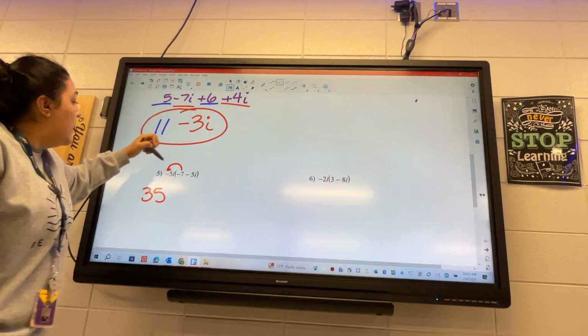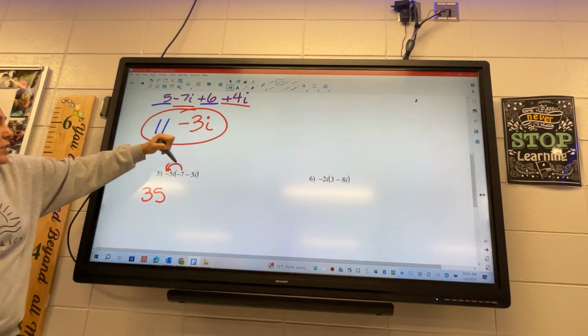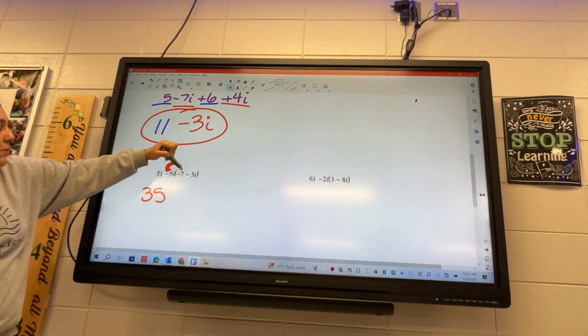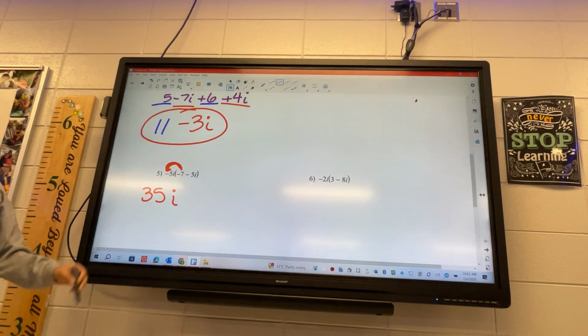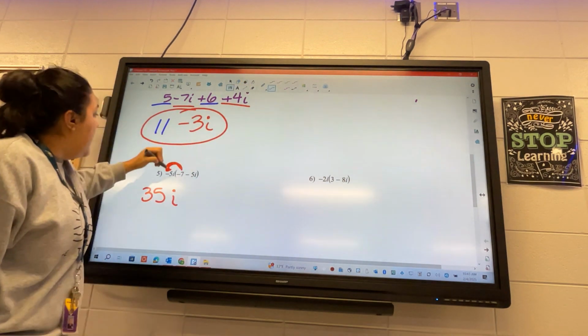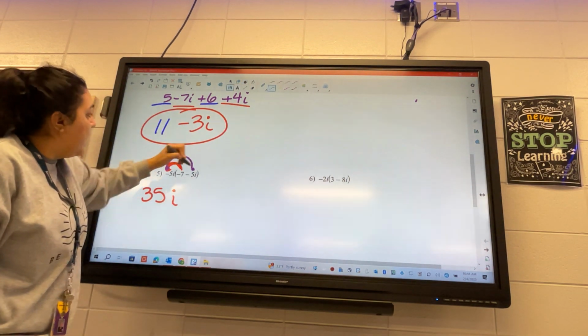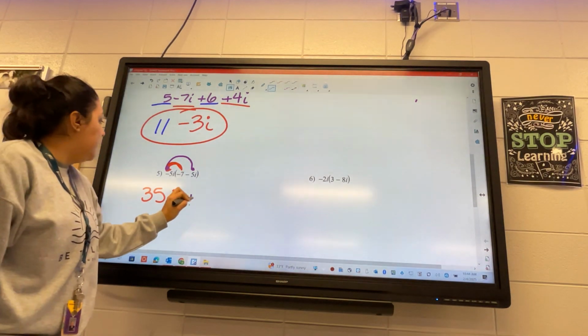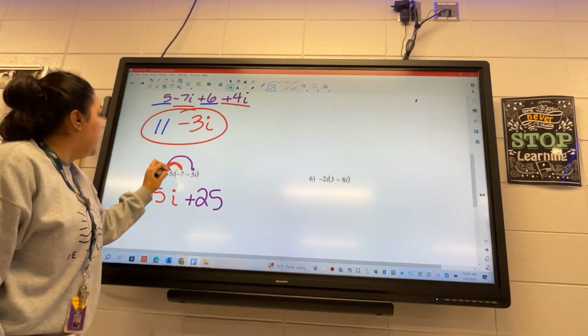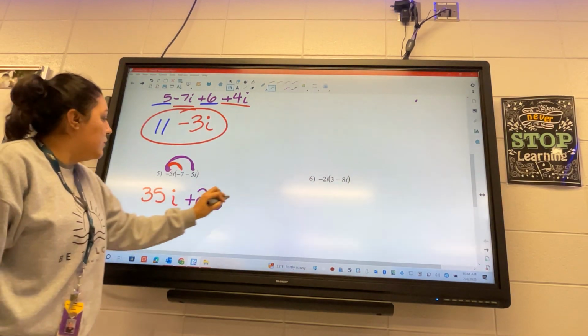Okay, look up here. From this spot to this spot, how many i's do you see total? 1. So we're going to put 1i. Okay, now we're going to do the back side of this. -5 times -5. 25. Positive 25. How many i's from here to here? 2. So we've got i squared.